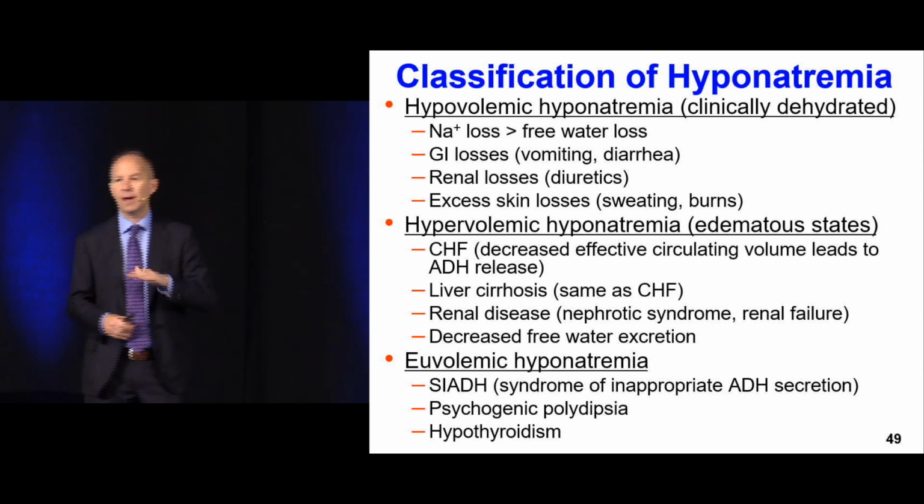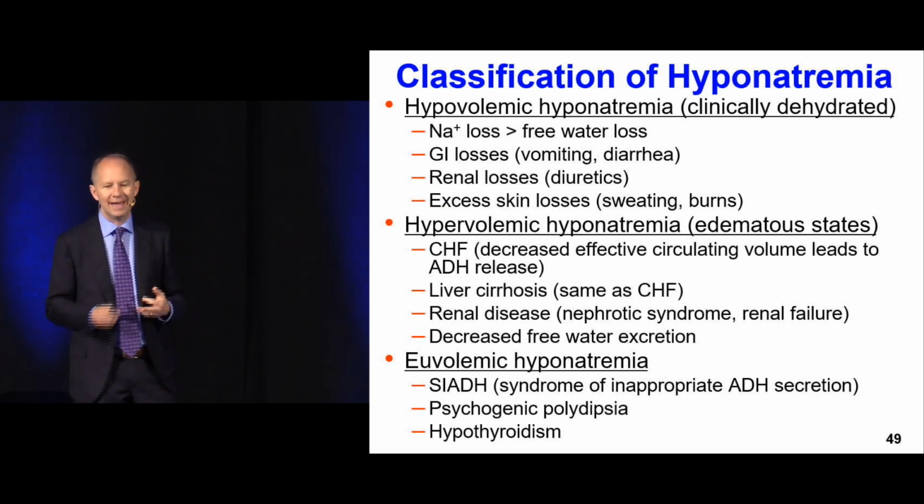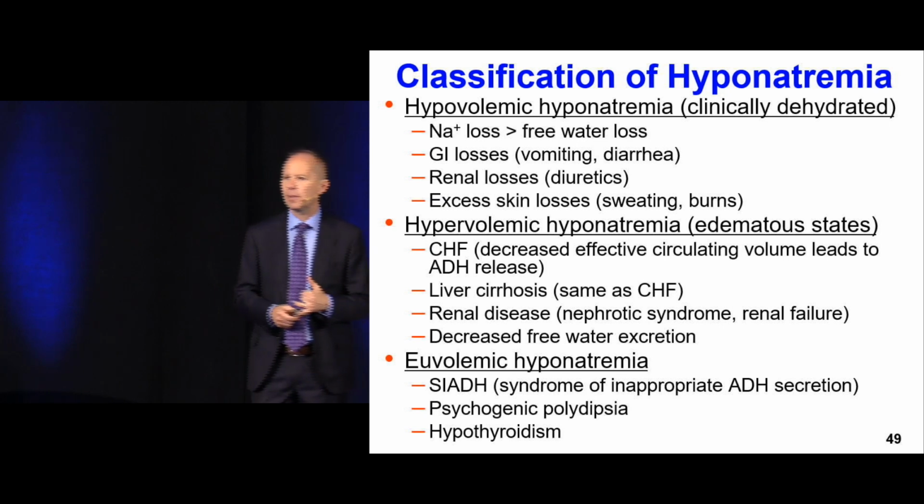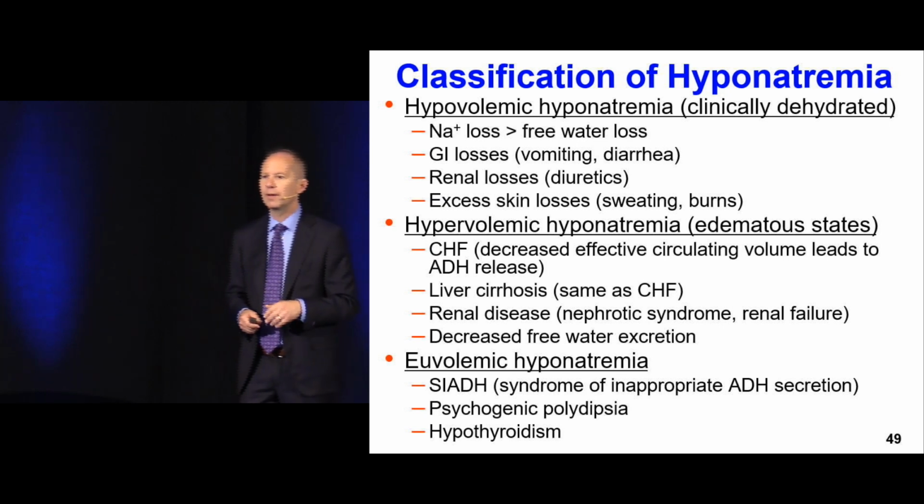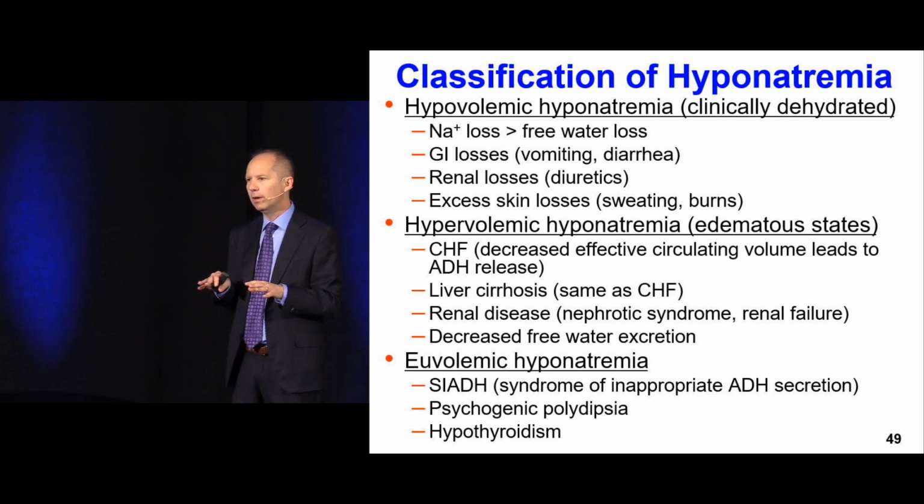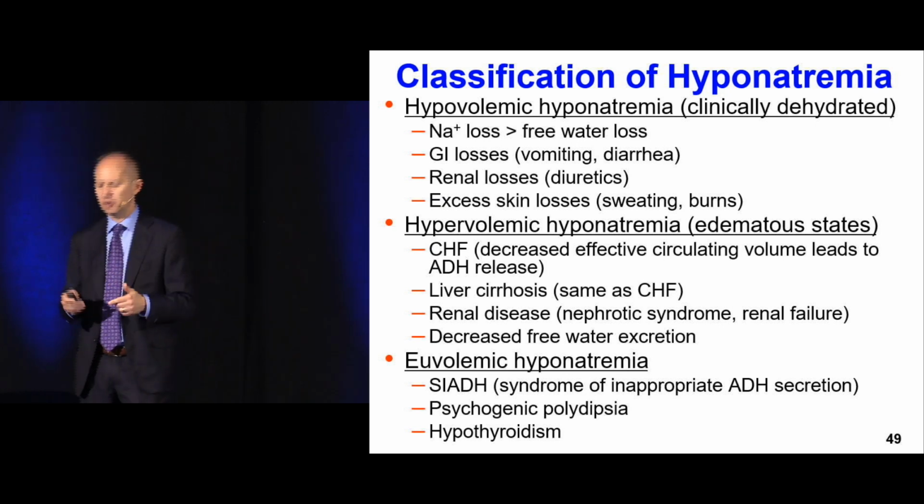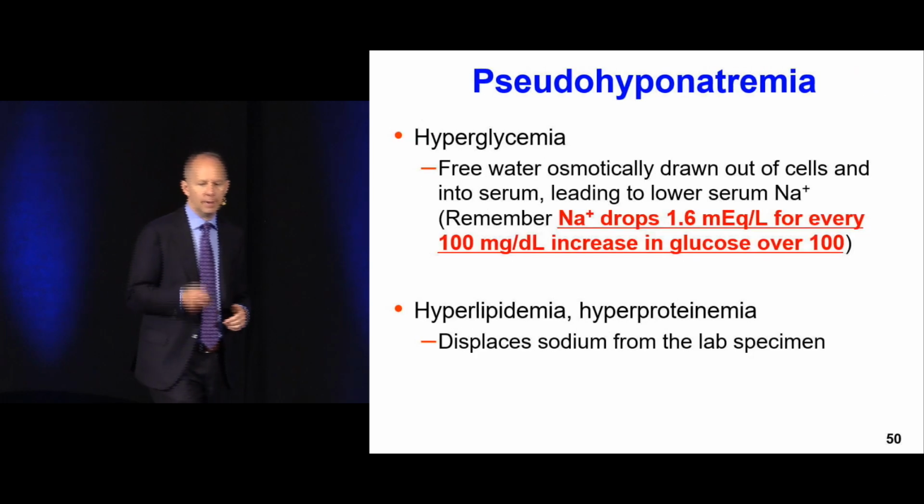Their volume's normal. These are all the weird ones: SIADH, hypothyroidism, psychogenic polydipsia, where people just drink a lot of free water, things like that. Their total volume is normal, but their serum sodium is low. So you look at the person: are they too wet, are they too dry, or are they just right? We already talked about this.